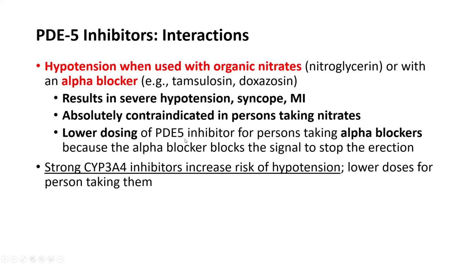Lower dosing of the phosphodiesterase 5 inhibitors for persons that are taking alpha blockers, because there will also be a block of the signal to stop the erection, which is not good as well. And interactions with the strong CYP3A4 inhibitors will increase the risk of hypotension, because they will let the drugs perpetuate their effects.